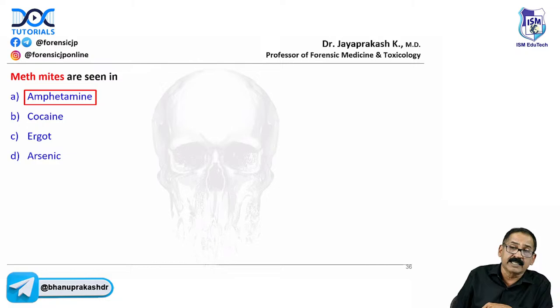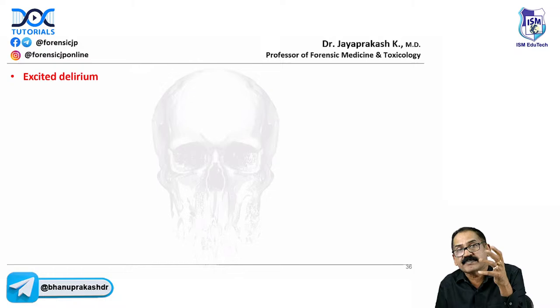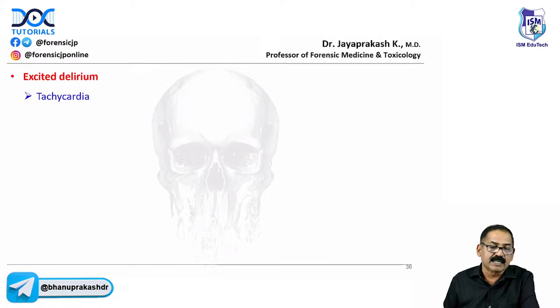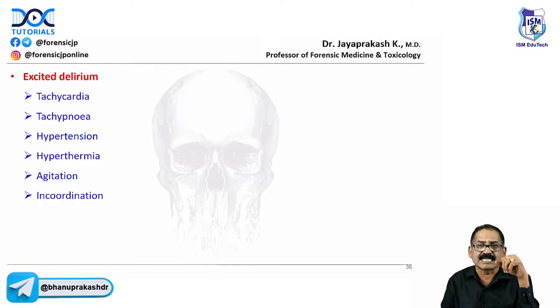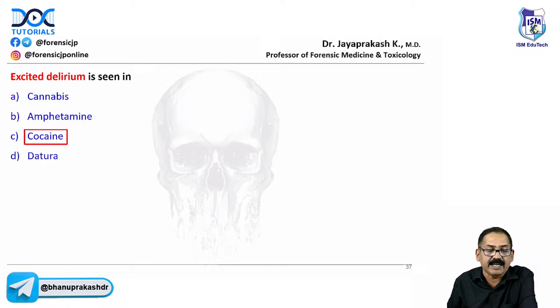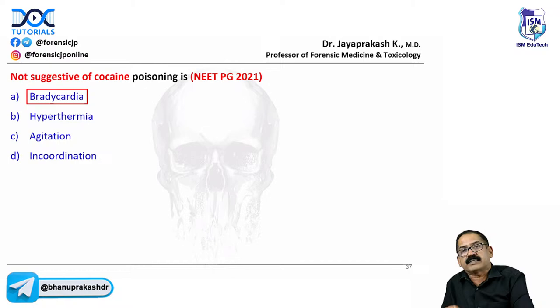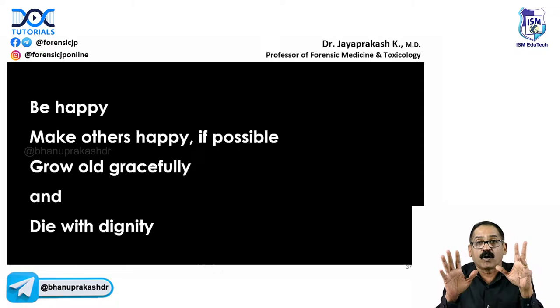It causes excited delirium. Everything increases: tachycardia, tachypnea, hypertension, hyperthermia, agitation, restlessness, incoordination, everything. Okay. Look here. Excited delirium is seen in cocaine. Which is not suggestive of cocaine poisoning is the easiest question. Bradycardia. That is regarding these five important poisons.